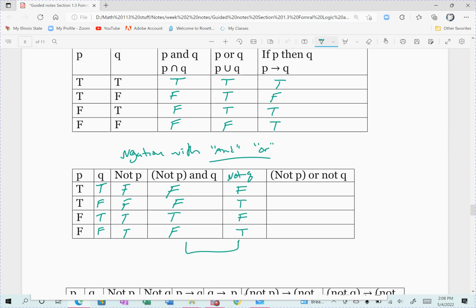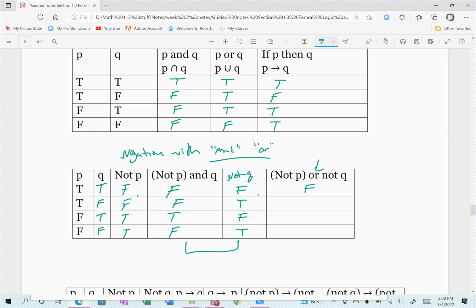Now I'm going to look at these, and I'm combining them with the or statement. So I'm doing the negation of P and the negation of Q, and I'm combining them using the or, which means as long as one of those two statements is true, it's a true statement. The only time it's false is when they both turn out to be false, which is the very first line. Not P was false, not Q was false, so that's false. The rest of them should turn out to be true, but you should check it out.